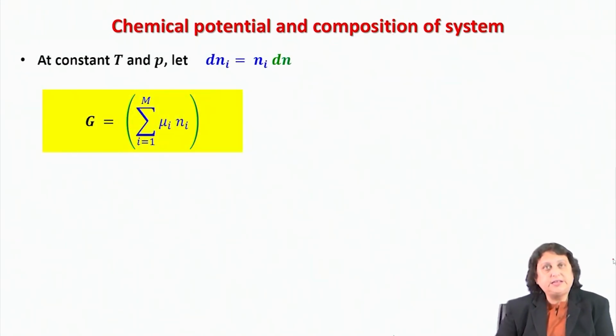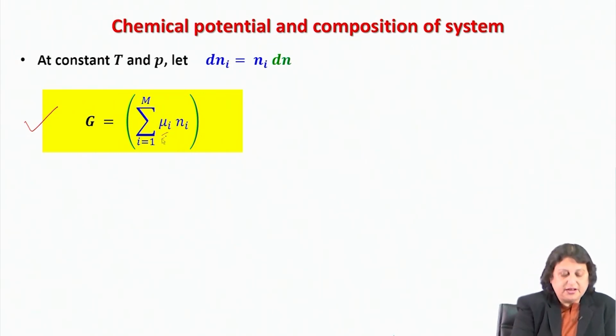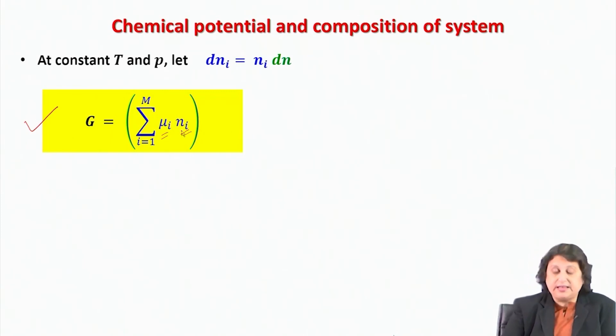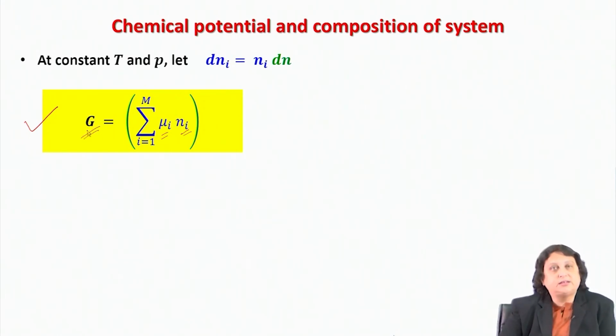So now, at a given temperature and pressure, let me have a look at this particular equation again. We have already shown that mu is a function of temperature and pressure. And here I have the composition of the system expressed in terms of Ni's. Therefore, obviously, I can say that the Gibbs free energy that I have written on the left-hand side is indeed a function of temperature, pressure, and the composition of the system.